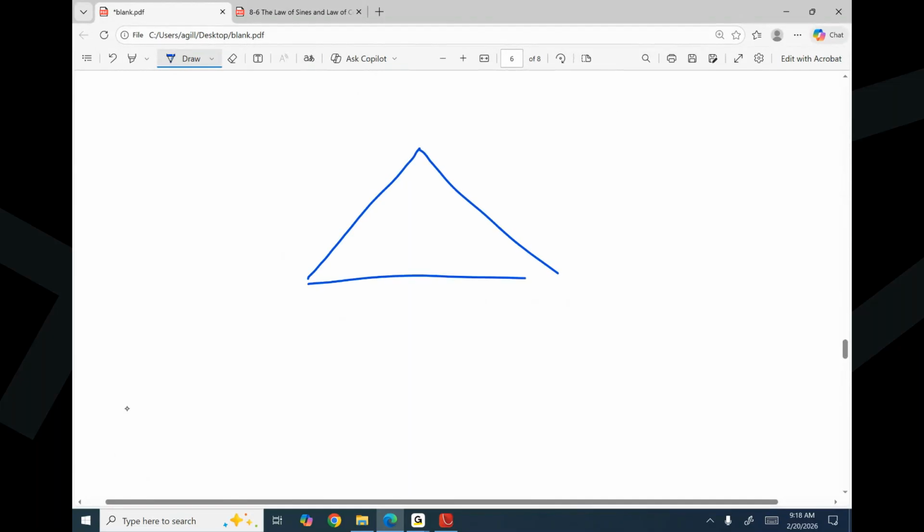All right. If we call these sides a, b, and c, the angle across from a will be angle A, the angle across from b will be angle B, and the angle across from c will be angle C. We typically use a capital letter for the angle and a lowercase letter for the side, but that's not a hard and fast rule.